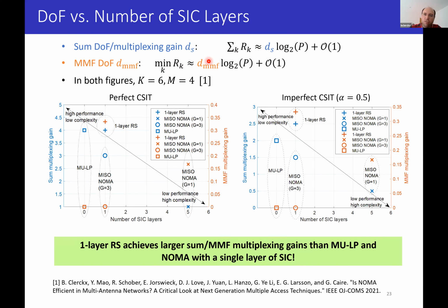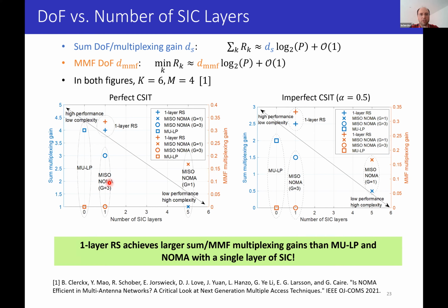Max-min fair DOF is really trying to be fair among all the users. And I have two figures here. Left is with perfect CSIT, right is imperfect CSIT. Those are theoretical results, proved by mathematical proof. Each point here corresponds to the actual and true multiplexing gain or DOF that is achieved by each of the schemes. So you have some in blue here, and red refers to the max-min multiplexing gain.